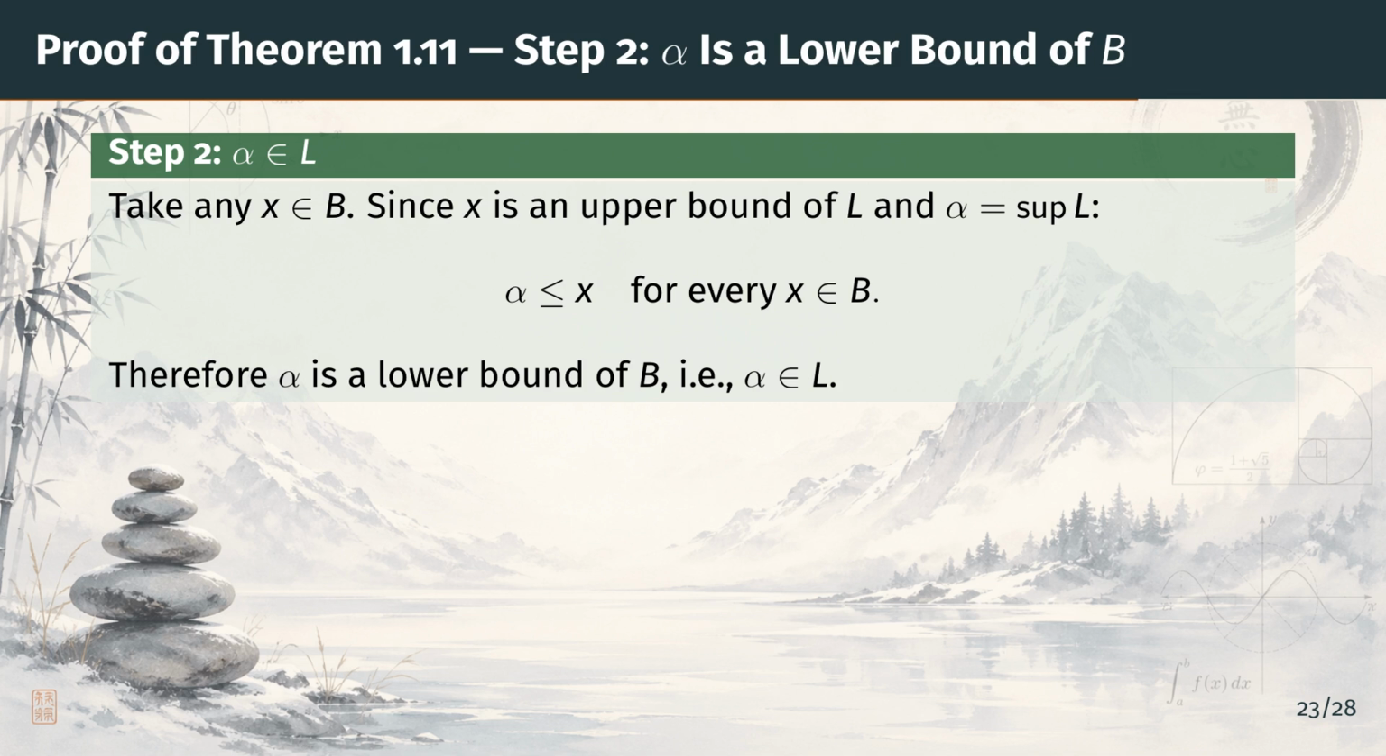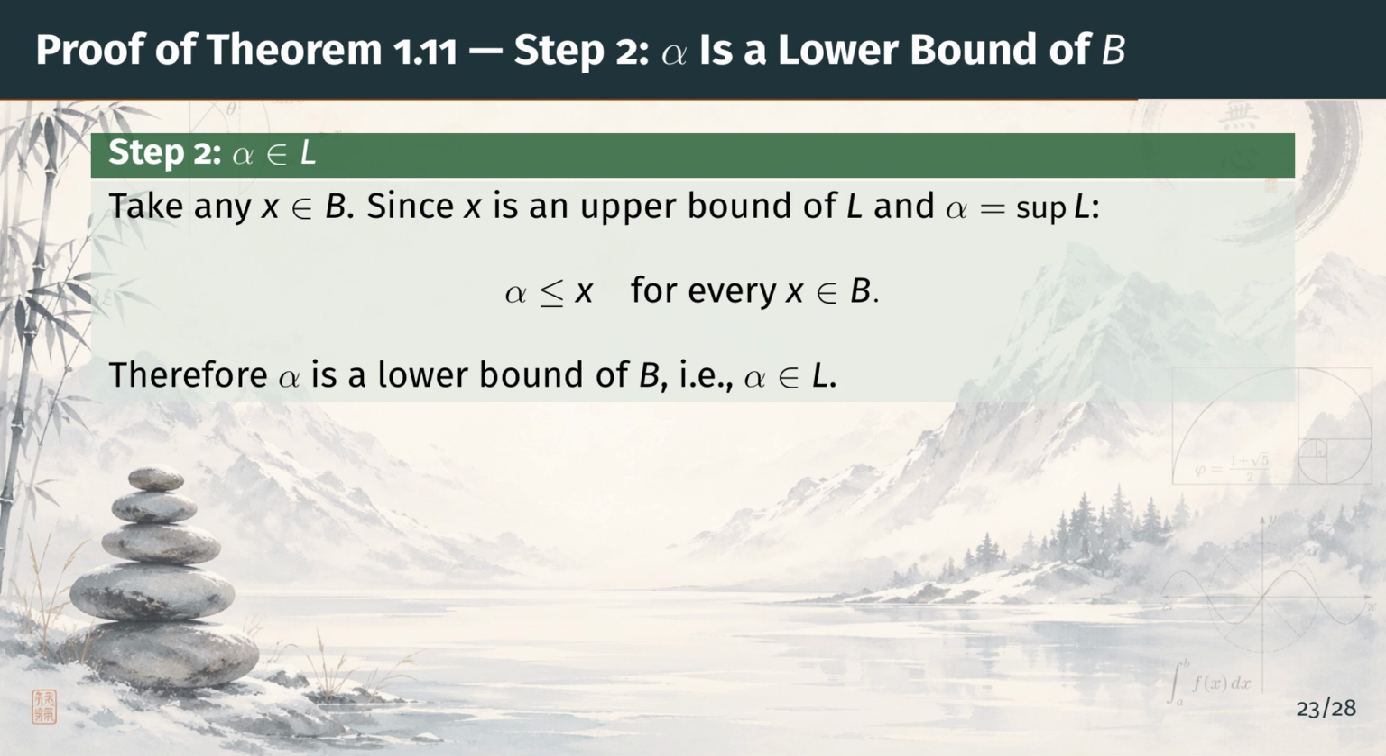Now we show that alpha is actually a lower bound of B. Take any element x in B. We just showed that x is an upper bound of L. Since alpha is the least upper bound of L, alpha must be less than or equal to x. But x was arbitrary in B, so alpha is less than or equal to every element of B, which means alpha is a lower bound of B. In other words, alpha belongs to L.